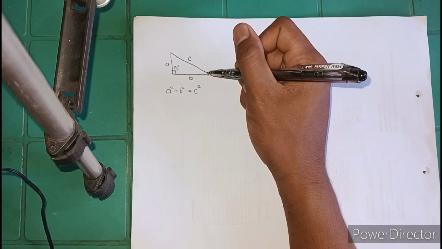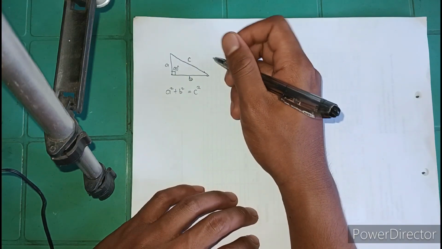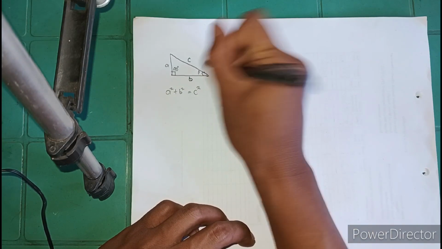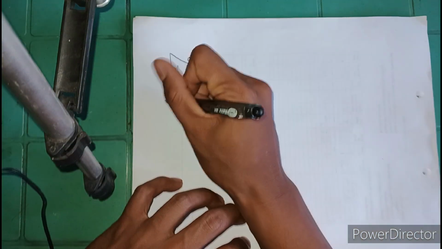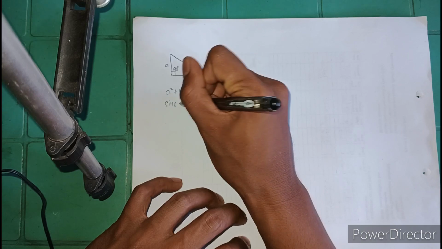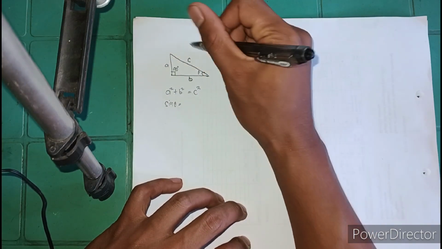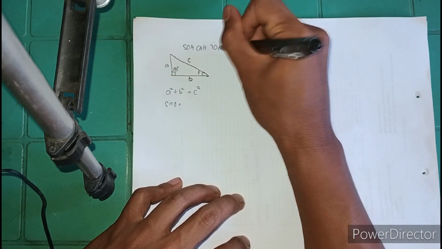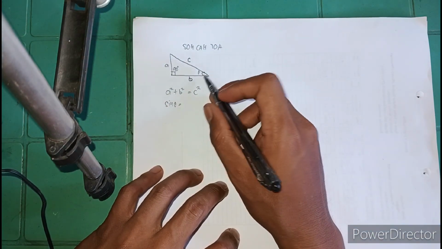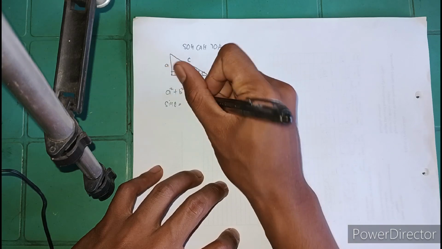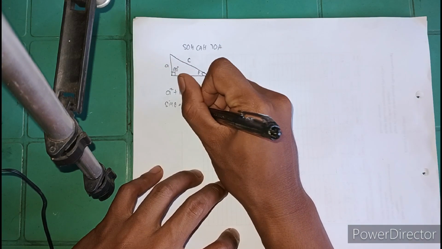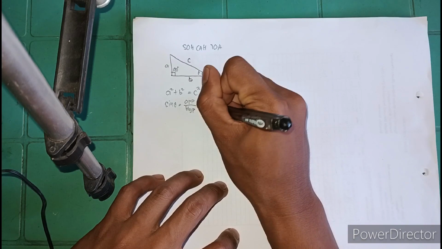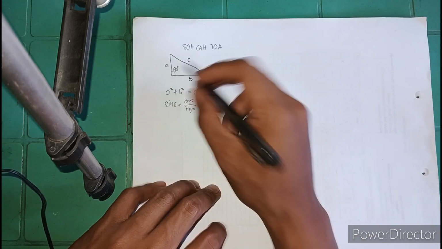And also we can label this in terms of trigonometric functions. Let's say this angle is theta. So sine theta is equal to what? By using SOHCAHTOA, sine is equal to the opposite over the hypotenuse, which is A over C in these terms.